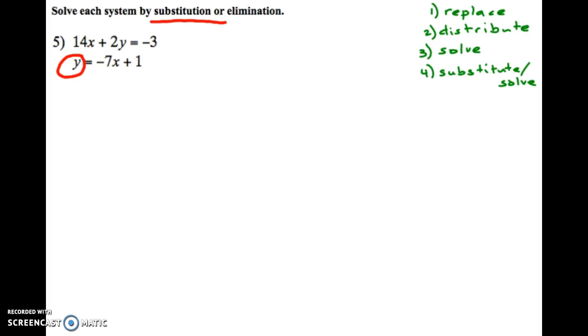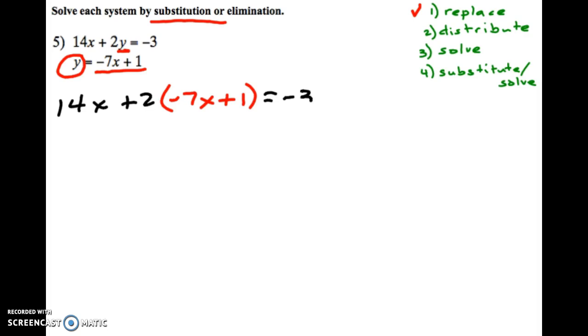If we look at the steps for the substitution method, the first thing we're going to do is replace. So that y in the second equation is going to replace the y in the first equation. And we're going to replace that with the negative 7x plus 1. So we rewrite out the top equation. So 14x plus 2. And now we're going to replace the y with negative 7x plus 1. This will still equal the negative 3.